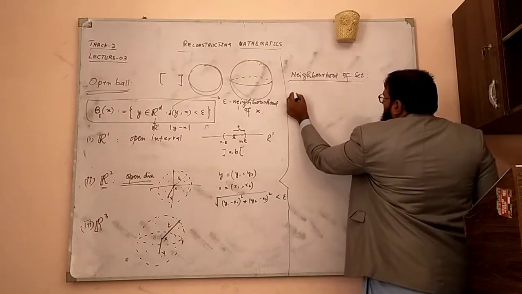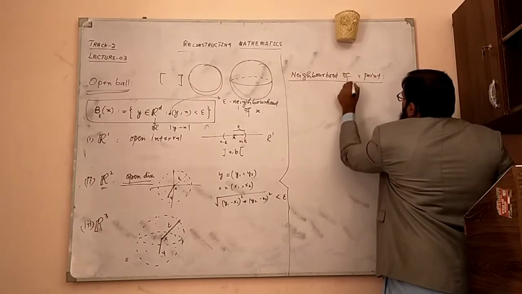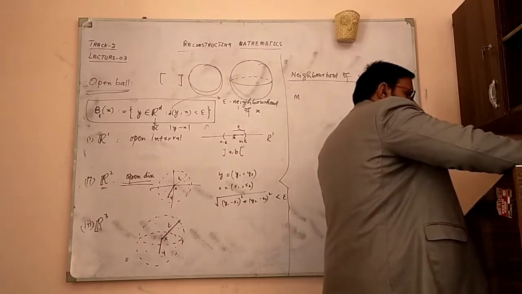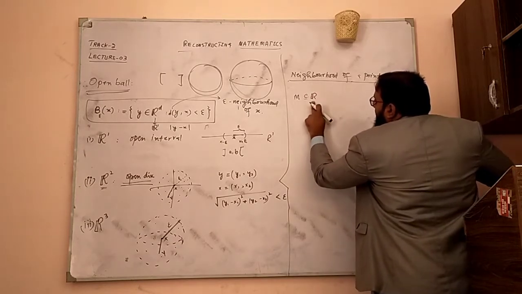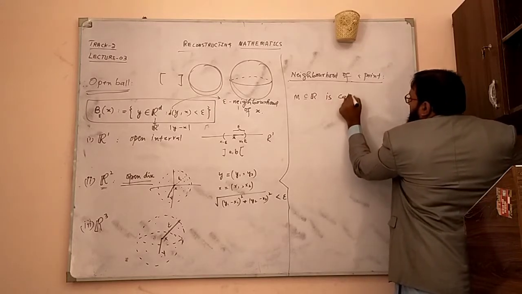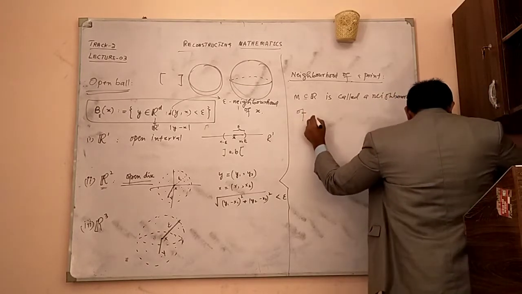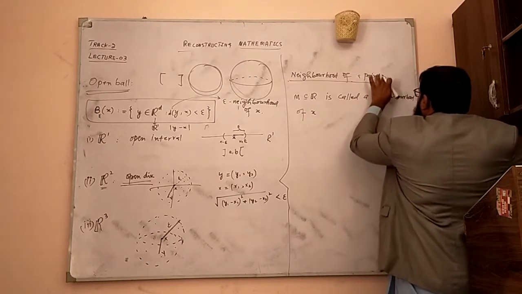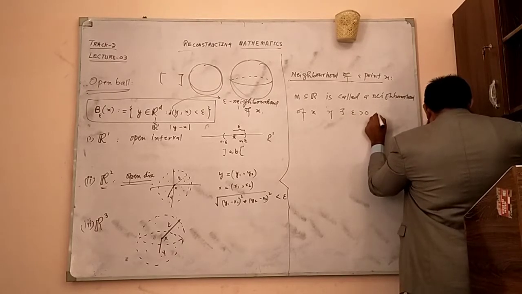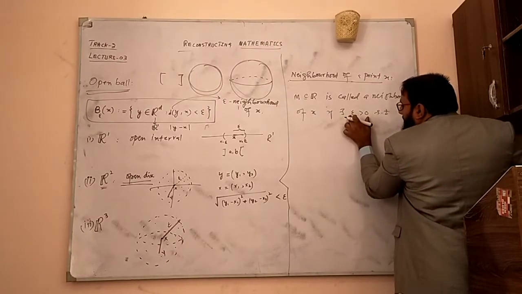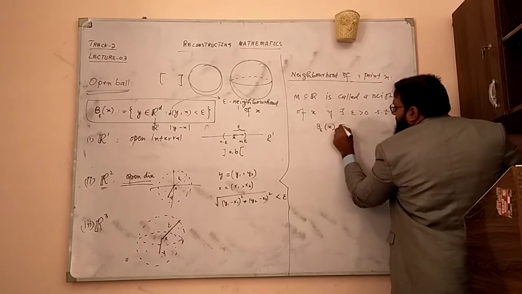So, neighborhood of a point. Let's say M is a set, and if I talk about R1, I will write this. M is a set which is part of R. M is called a neighborhood of a point X. Let me write here X. If there exists some positive epsilon such that the open ball of radius epsilon around point X is totally contained in your set.